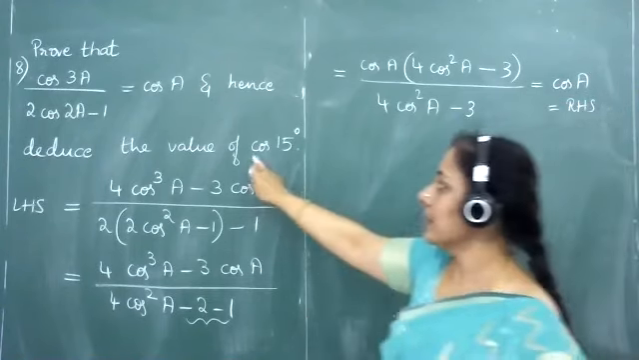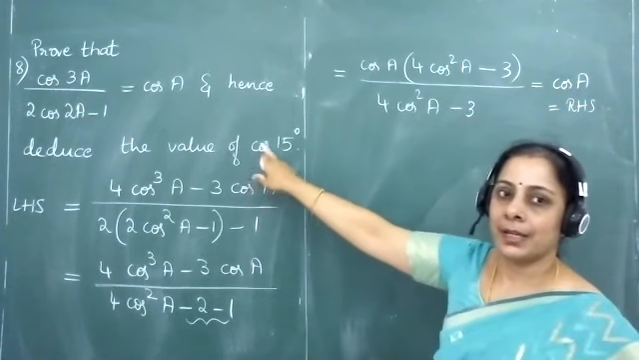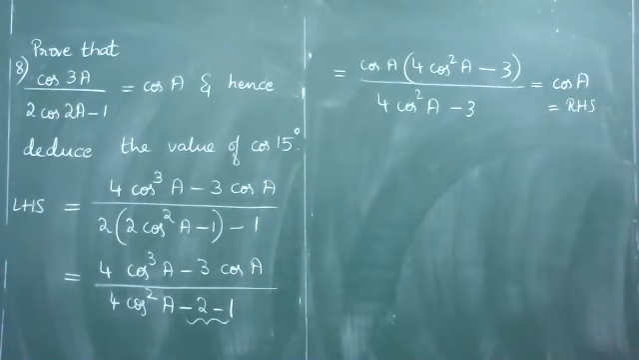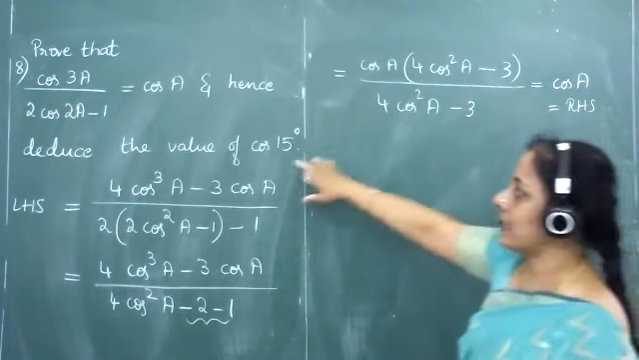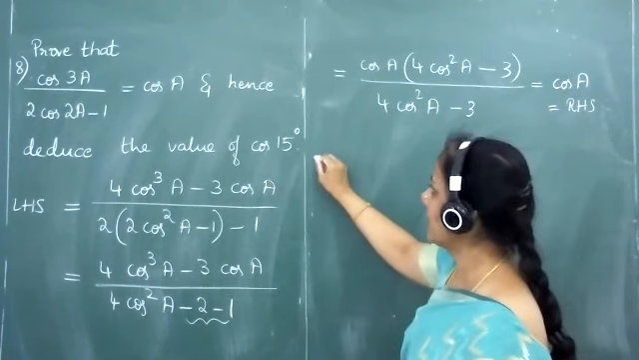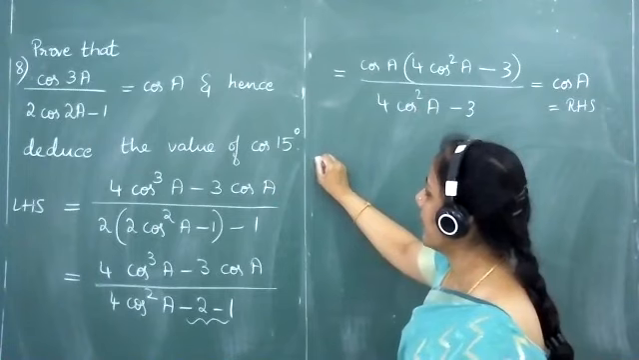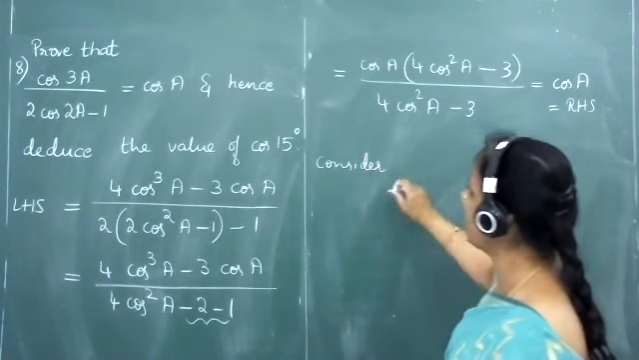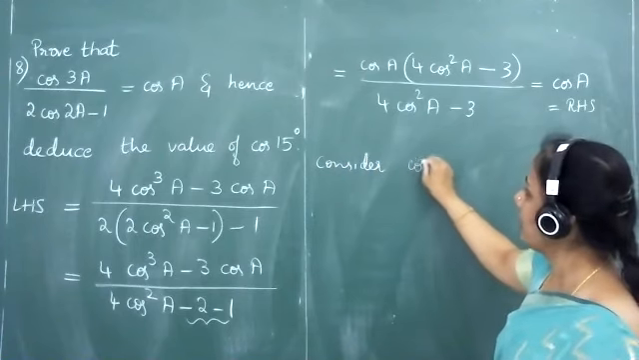But we have a following sub-question there. What is the following sub-question? You have to find the value of cos 15 degrees. Using the same identity, we have to find the value of cos 15 degrees. So what do we do for that? We have just now proved an identity, so the same we shall be rewriting.